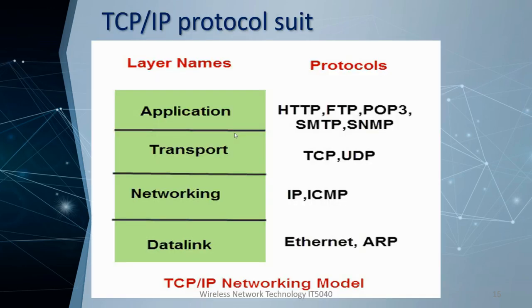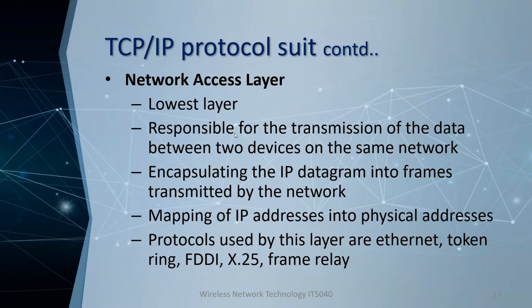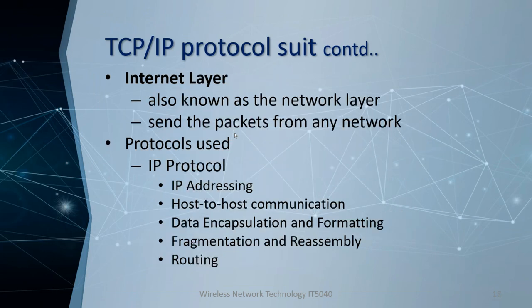These are the layers in the TCP/IP protocol suite. Those layers are application layer, transport layer, networking layer, and the data link layer. Network access layer is the lowest layer of the TCP/IP model, and it is a combination of the physical layer and data link layer defined in the OSI reference model, and it defines how the data should be sent physically through the network. Also, it is mainly responsible for the transmission of the data between two devices on the same network.